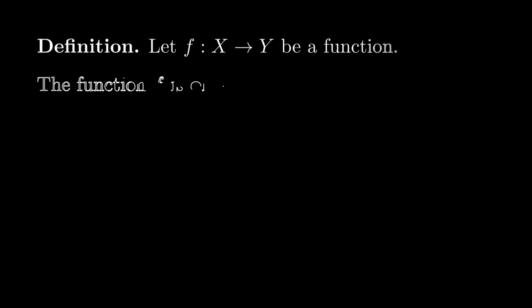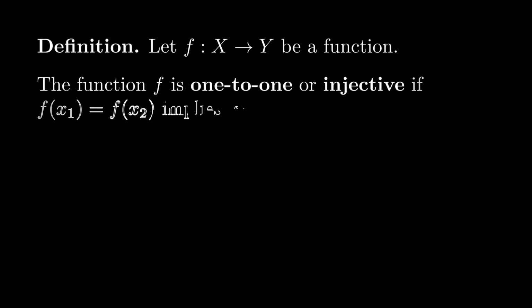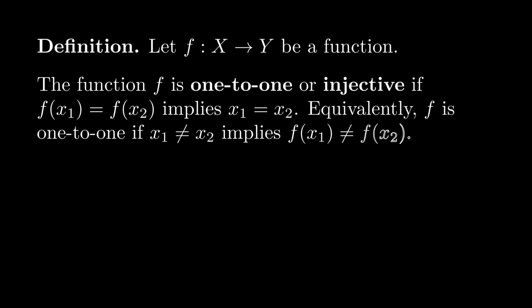As a reminder again of some definitions, we say that a function f from X to Y is one-to-one if f(x1) = f(x2) implies x1 = x2. I suppose you could equivalently think about this as x1 not equal to x2 implies that f(x1) is not equal to f(x2). In other words, one-to-one means that different inputs yield different outputs.